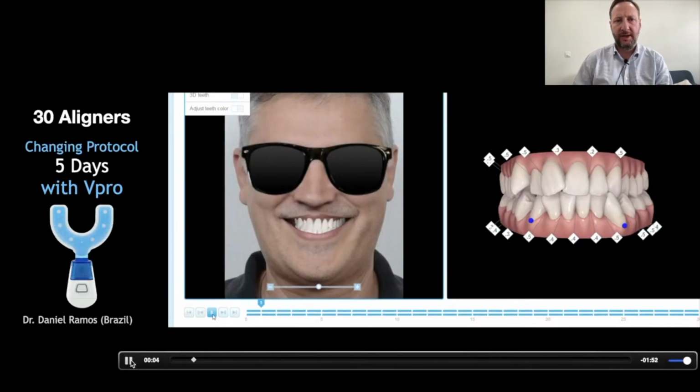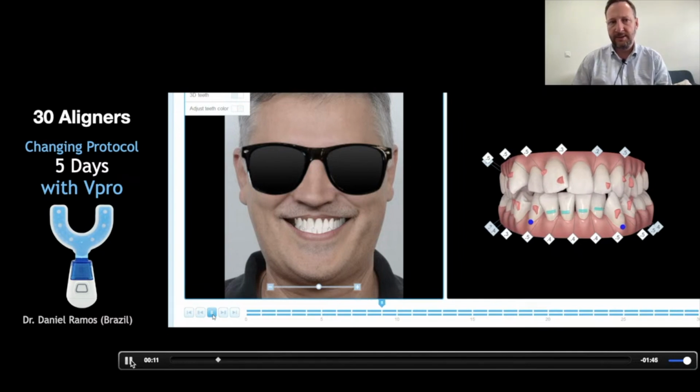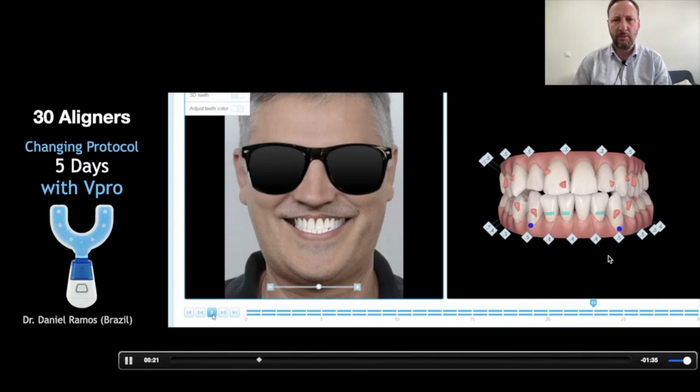Okay, we have 30 aligners for this important crowding. Much bigger than the other case. 30 aligners, 10 aligners more. And here is the plan that we developed at this moment. It was like 5 years ago, I believe even more. So I changed a lot of my protocols in terms of attachments. At the moment, this is what we decided to use for him.